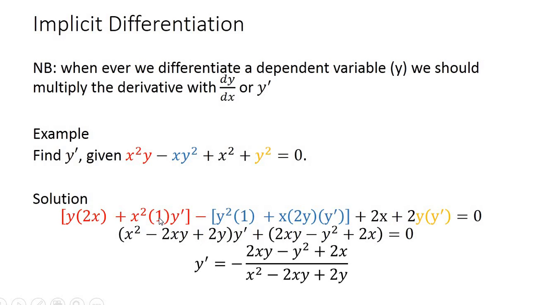But remember, we differentiated what? y. So whenever we differentiate y, we multiply by y prime or dy/dx. Now we are done with this one. And then minus xy squared. This is also another implicit part.